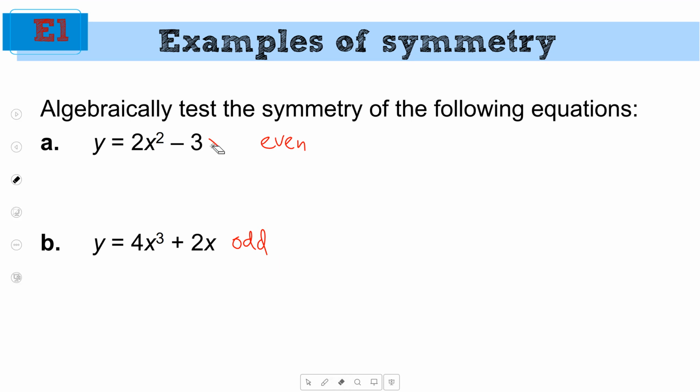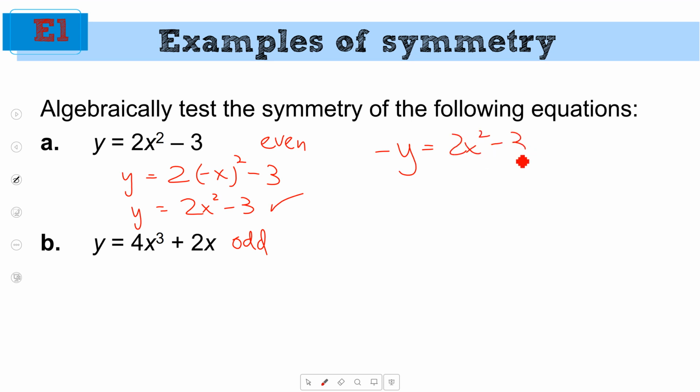So we don't need this guy anymore. Get rid of that. All right, so y is equal to 2 times negative x quantity squared minus 3, which gives me y equals 2x squared minus 3. That matches. We're good to go. Any problems? Lovely. If we check the other one, negative y is equal to 2x squared minus 3, so y is equal to negative 2x squared plus 3. Doesn't match. Not symmetric.